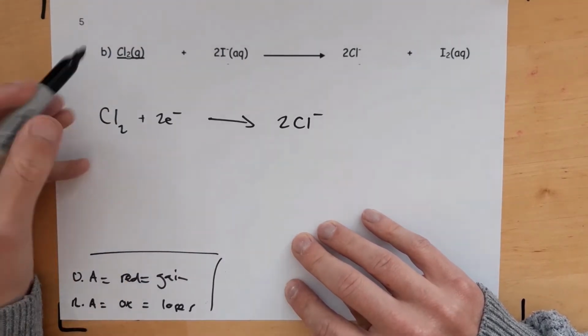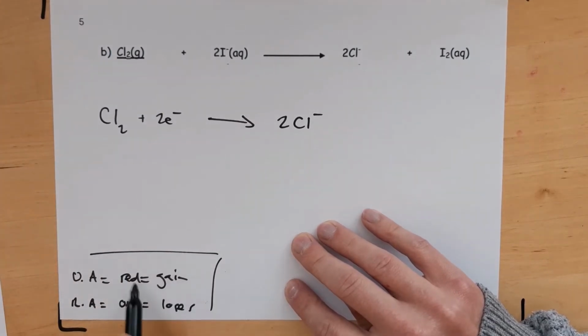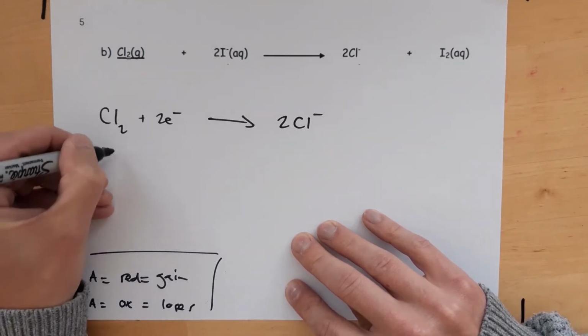So what's happened to this Cl2? That's the thing underlined. It has gained electrons, so gain down here. It has therefore been reduced. Therefore, this here, the Cl2, is the oxidizing agent.